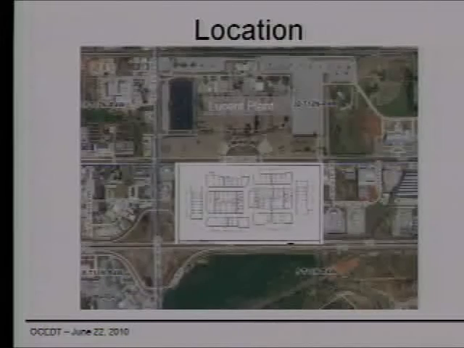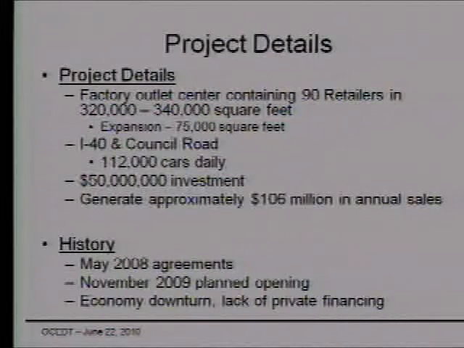I don't know if you've been watching the news or paying attention, but they have started some of the dirt work at the project. To get started, the location of the project is at Reno and Council, just off of I-40. It has excellent site visibility from the interstate, which is very critical to the success of the development. The overall size of the center has changed to 320,000 square feet from 340,000 square feet. We don't really see this as a significant or material change in the size of the development.